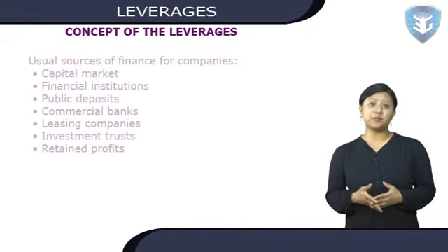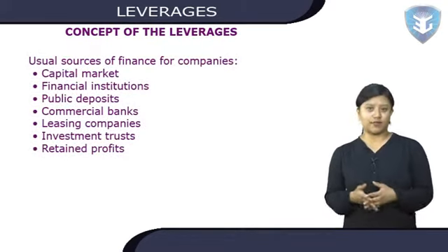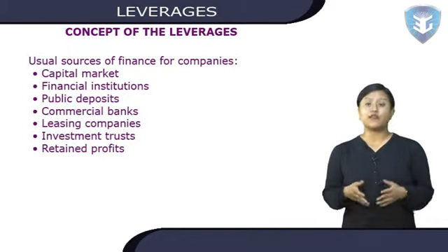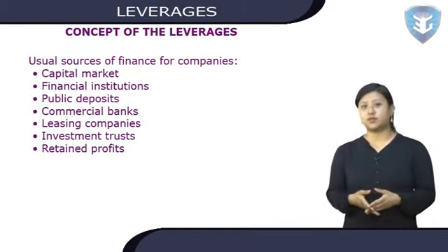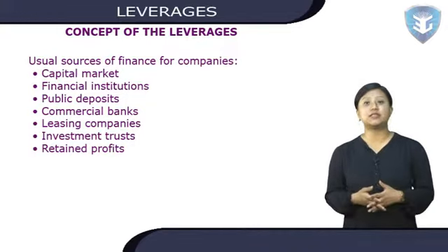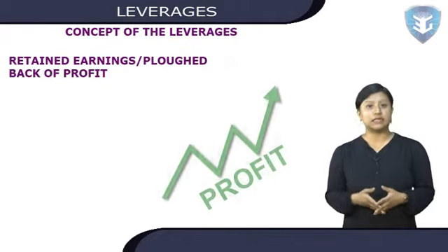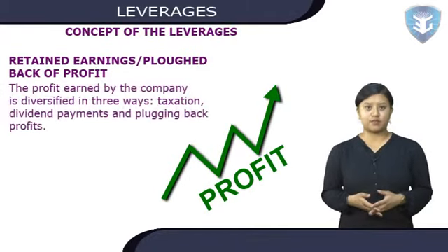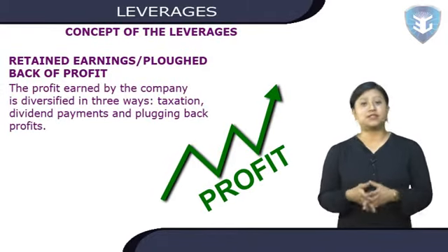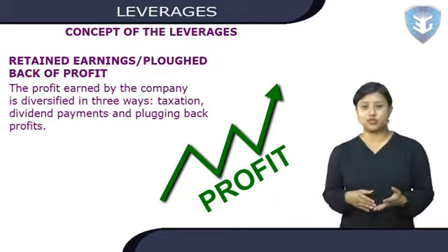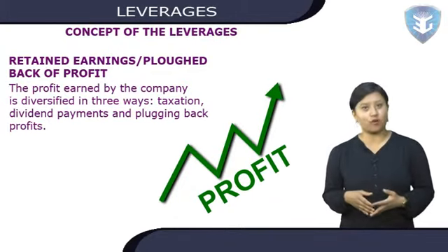However, in case of companies, the following are the usual sources of finance: capital market, financial institutions, public deposits, commercial banks, leasing companies, investment trusts, retained profits. Retained earnings, plowed back profits. The profit earned by the company is diversified in three ways: taxation, dividend payments, and plugging back profits.